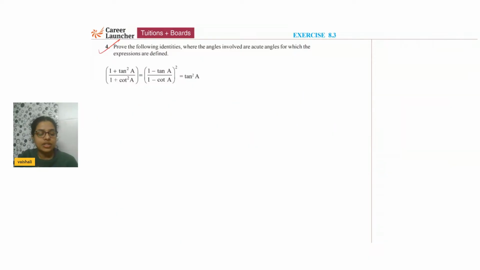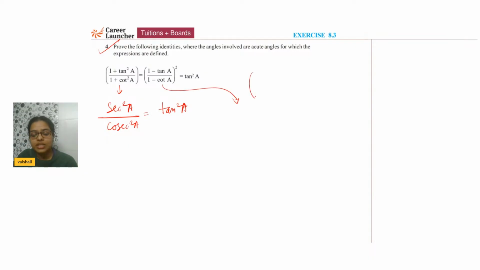Now this question, we need to prove that these two brackets are equal to each other, and not only that, both of them are equal to tan square a. So let's focus on the first one. The first one is 1 plus tan square a is secant square a divided by 1 plus cot square a is cosec square a. So it means definitely this is tan square a. We have done a similar question on the basis of this, जिसमें हमें tan square a मिल रहा था.